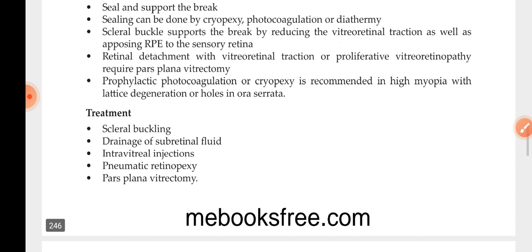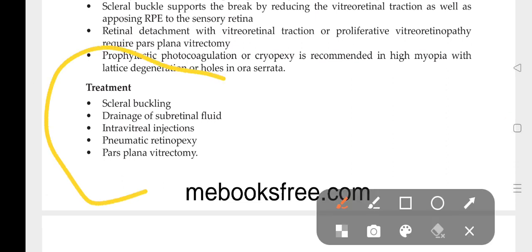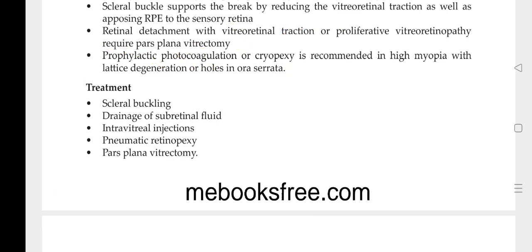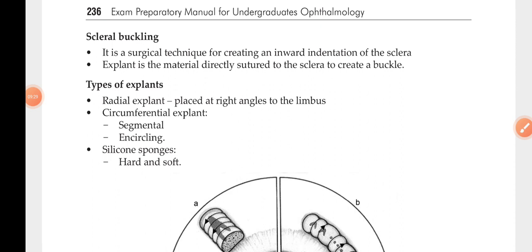Treatment is by scleral buckling, drainage of subretinal fluid, intravitreal injections, pneumatic retinopexy, and pars plana vitrectomy. These things you should remember mainly. Even if you don't remember the rest, these things are a must to remember. Scleral buckling is a surgical technique for creating an inward indentation of the sclera. The explant material is directly sutured to the sclera to create a buckle.